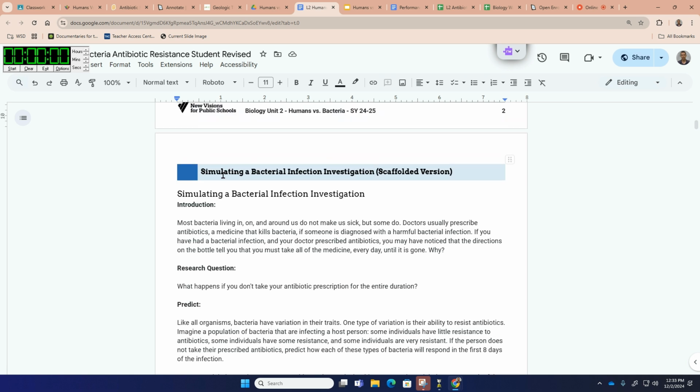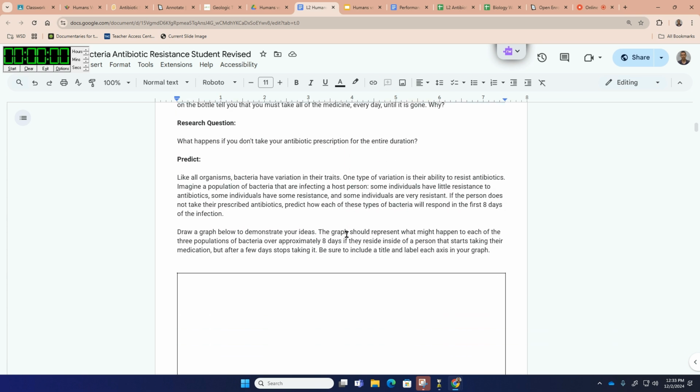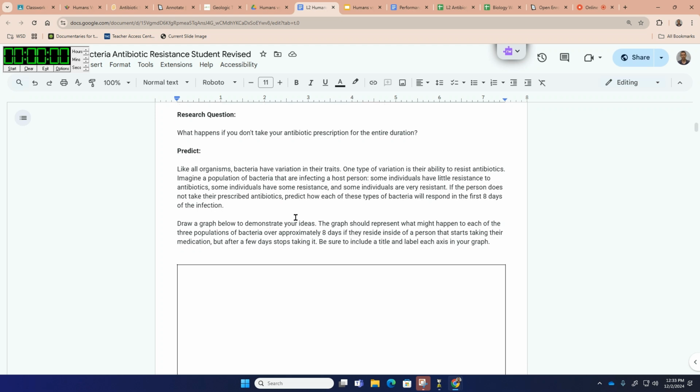So it says simulating a bacterial infection investigation. And so what we're going to be doing in this lab is using a simulator in order to investigate how a population of bacteria evolves in response to antibiotics in some different scenarios.